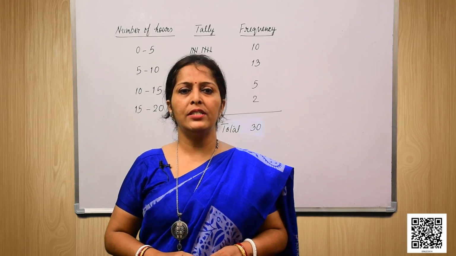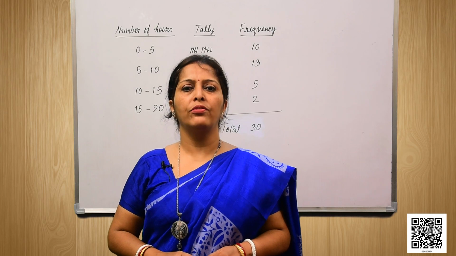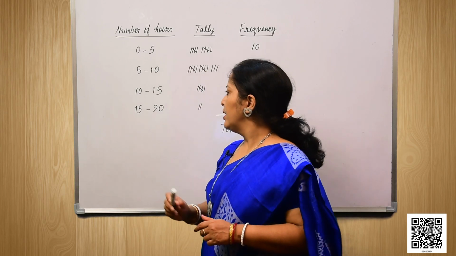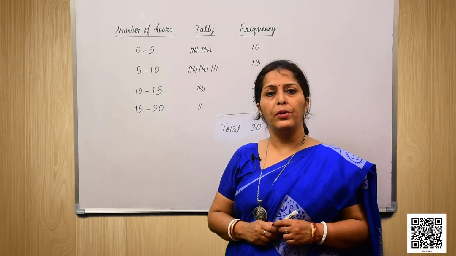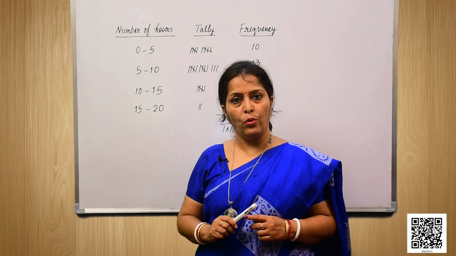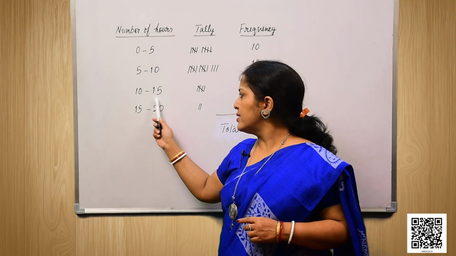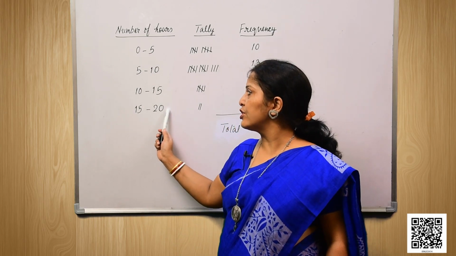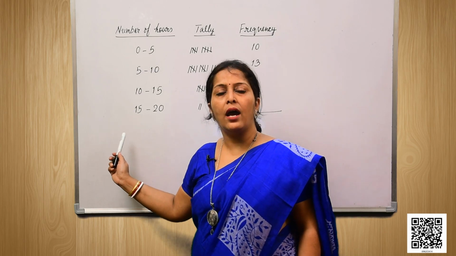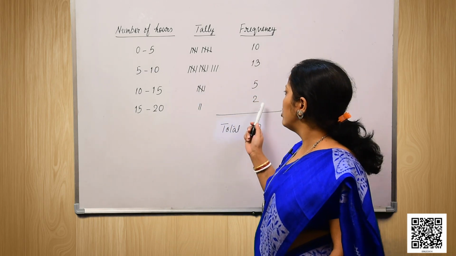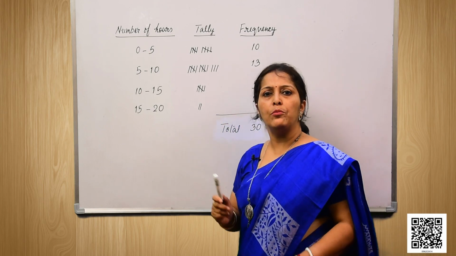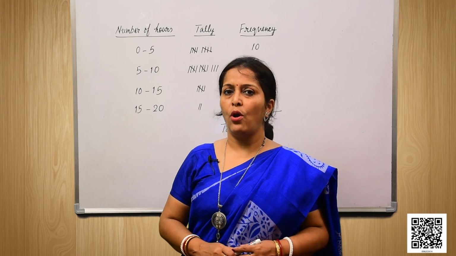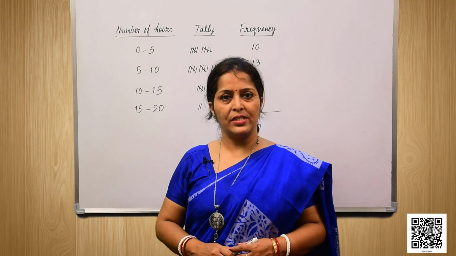Second says how many children watched television for 15 or more hours a week. Let us see it from the table. Now since we were asked that the number of hours will be 15 or more, so we go to the class 15 to 20. That means the children who are watching television for more than 15 hours are in this range, and we are having 2 as the frequency. So we can come to the conclusion that 2 children watched television for 15 hours or more in a week. I hope it is clear to all.